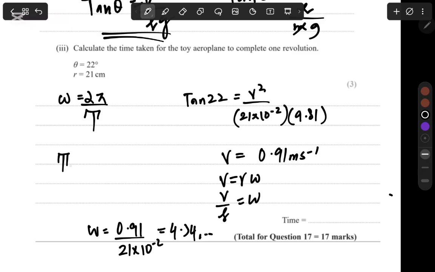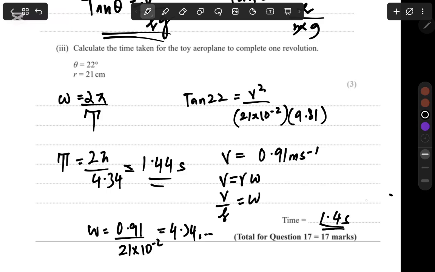So I'm going to plug it in here. 2 pi over 4.34. So you're going to get an answer of 1.44 seconds. So you can write the answer as 1.4 seconds.